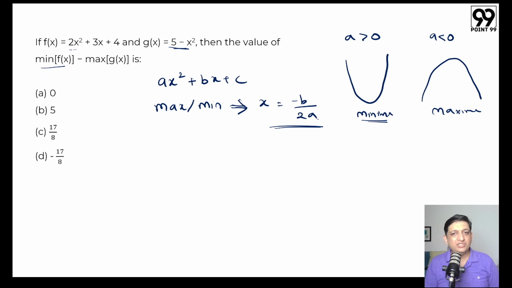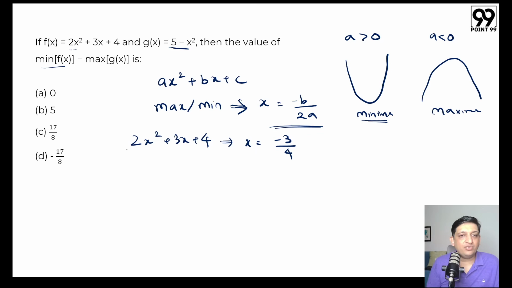So one thing you can do is you can simply use minus b by 2a. Coefficient of x, the negative of that, divided by twice the coefficient of x square. So if I have 2x square plus 3x plus 4, I am going to be able to say that the maxima or the minima will happen when x equals minus 3 by 4. Now I just substitute x equals minus 3 by 4 in this and try to figure out what is going to be the minima of this.